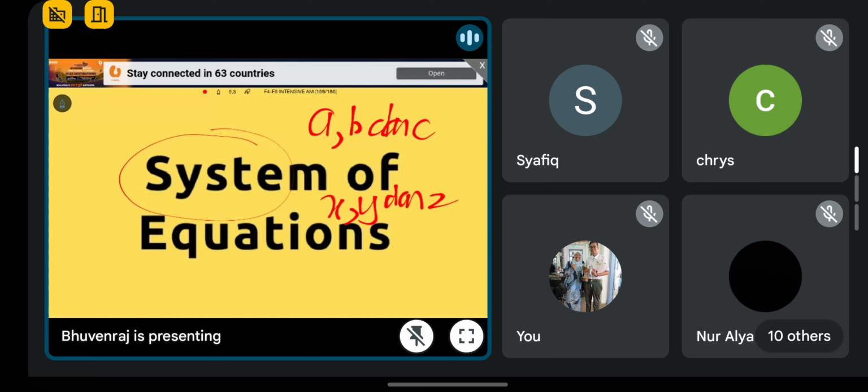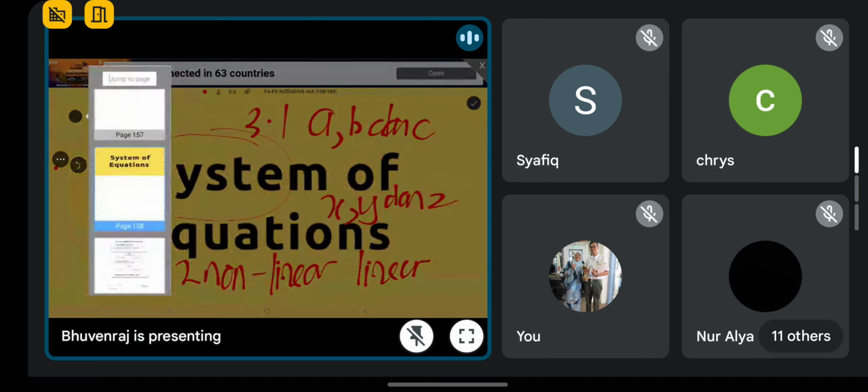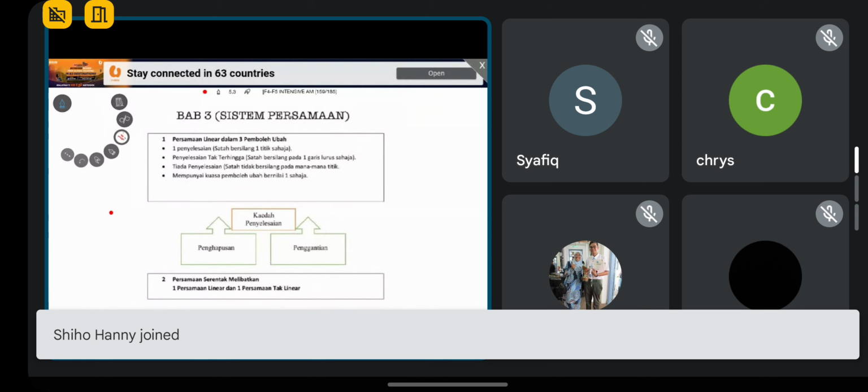Okay, this is the first part of the chapter. Bahagian pertama. Second part is about non-linear and linear simultaneous. Okay, yang ni dua persamaan saja. Only two equation. This is part 3.2. This is the part 3.1. So you have to know the two parts in this chapter, dua bahagian. Okay, so let us look a bit on some notes, nota sikit.